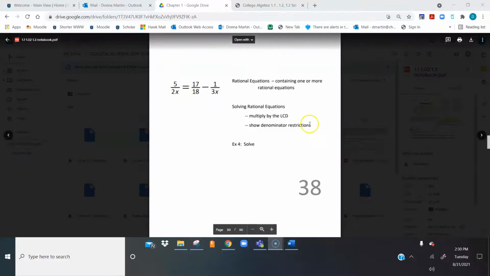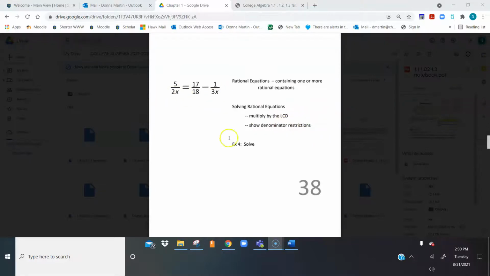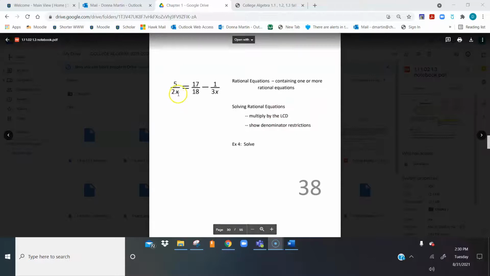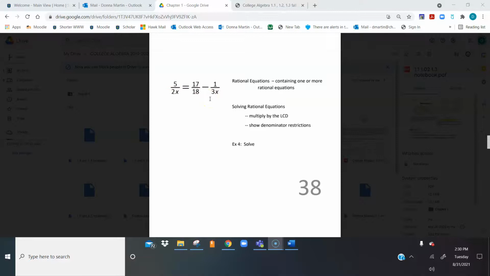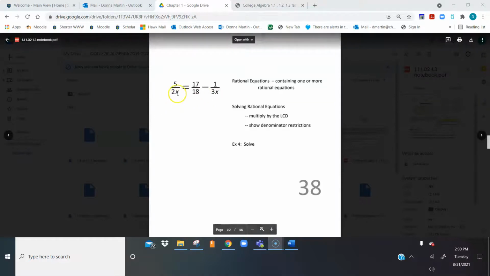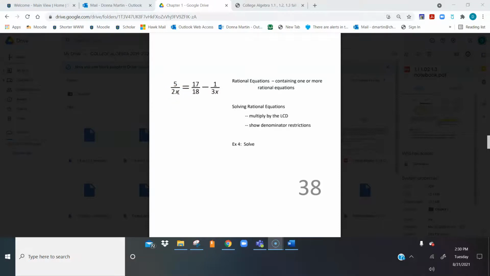You have to restrict the domain, or restrict the denominator. If you'll remember, it's illegal to try to divide by 0. We say that division by 0 is undefined. So we look at our denominators. Is there any value that you could substitute for x that would cause 2 times that value to equal 0? Well, the answer is yes. 2x should not be 0.